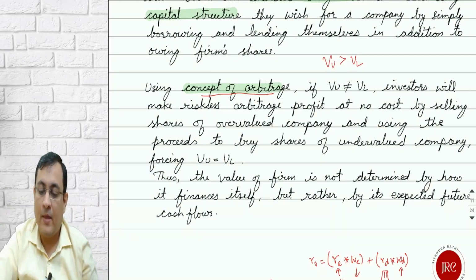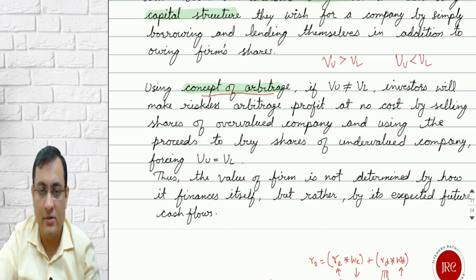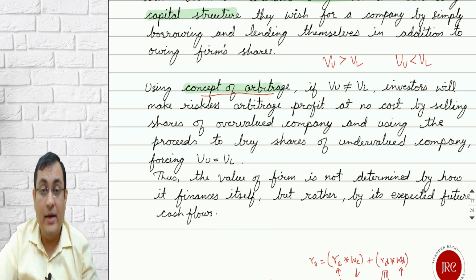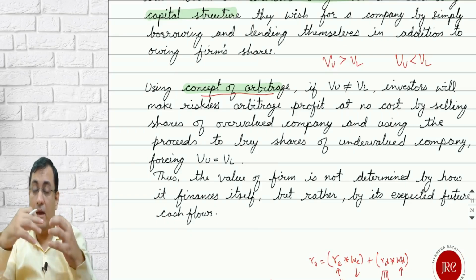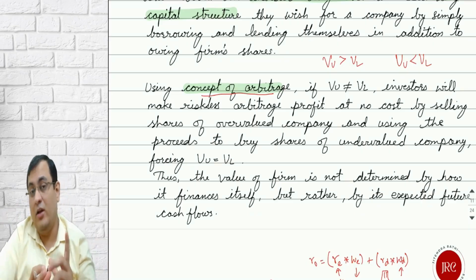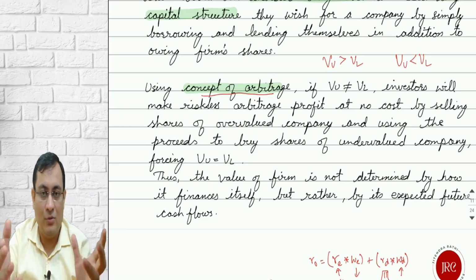Let's go for the reverse case: VU is less than VL. These are the arbitrage scenarios. We are not doing it in mathematical form, we are just creating a situation. Of course, this can be done mathematically also. So let's say the second type of disequilibrium, where the levered company is overvalued, and of course the arbitrage can be done only by the shareholder of the overvalued firm, because only a holder can sell it.